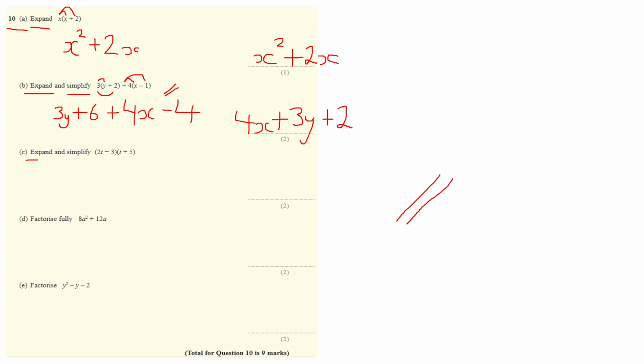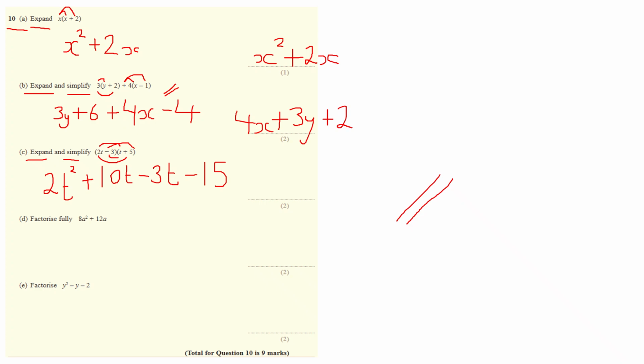Okay, part C. Expand and simplify 2t minus 3 times t plus 5. So expanding in double brackets. So I'm going to do 2t times t makes 2t squared. 2t times plus 5 or positive 5 makes positive 10t or plus 10t. Minus 3 times t makes minus 3t. And minus 3 times plus 5 makes minus 15 or negative 15, because a negative times a positive makes a negative sign.